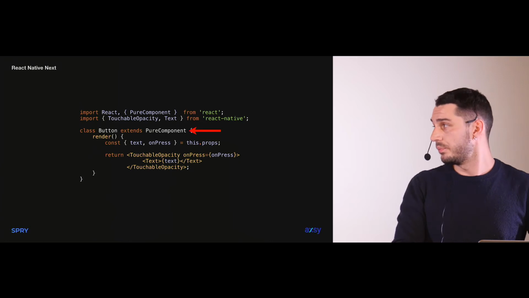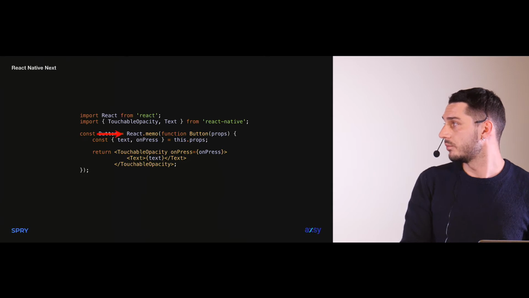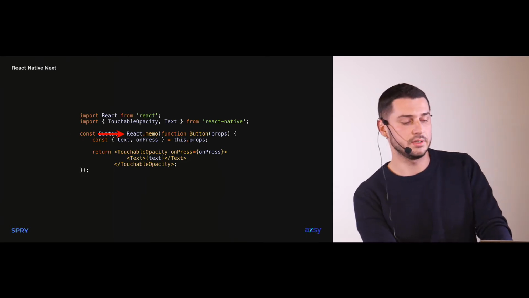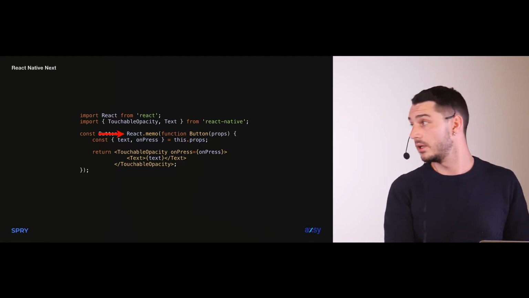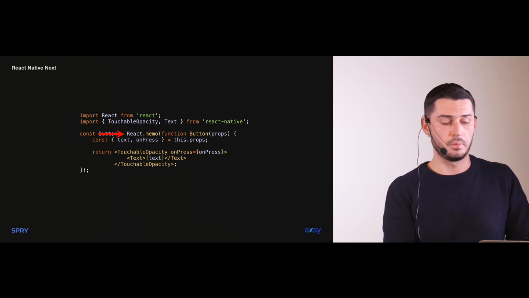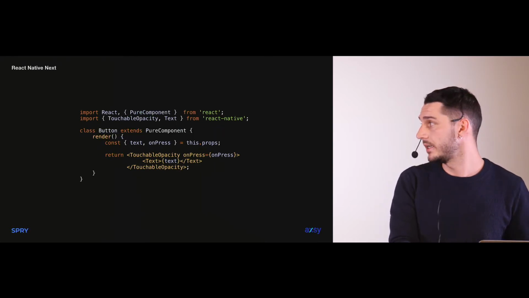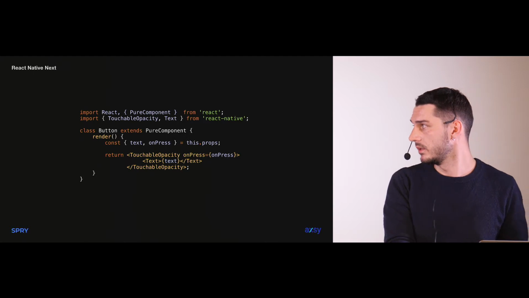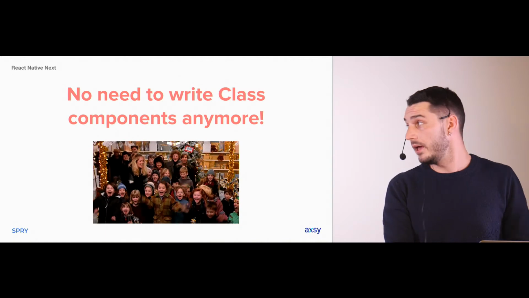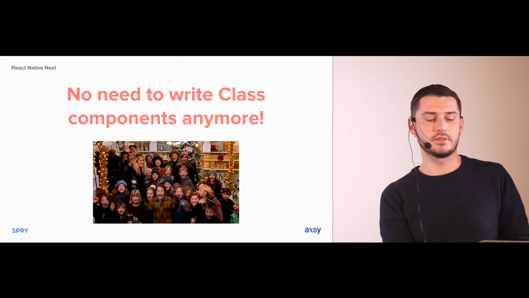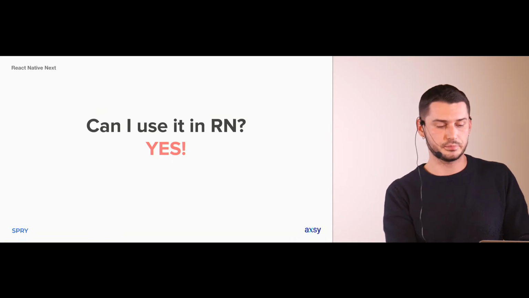which is pretty good for us unless you want to write a function component. Until recently, there was no option to use shallow compare in functional components, but we now have React Memo, which will do basically the same. So this code is exactly the same as this code. It's PureComponent, but for function components. Hey, we don't need to write class components anymore. And yes, you can use it in React Native.